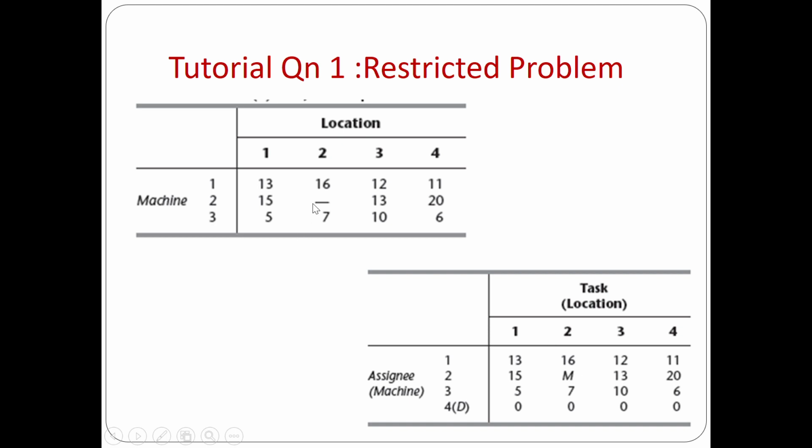Before doing any conversion, we have to check whether it is a square matrix or not. So here it is a 3 by 4 matrix. We have to make it a 4 by 4 matrix by adding a dummy row with 0 cost. So this is actually an unbalanced restricted problem. So do it as a tutorial.